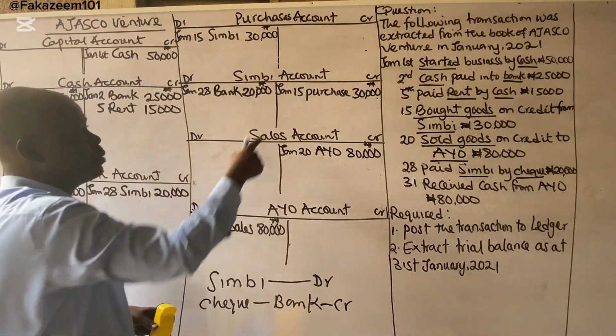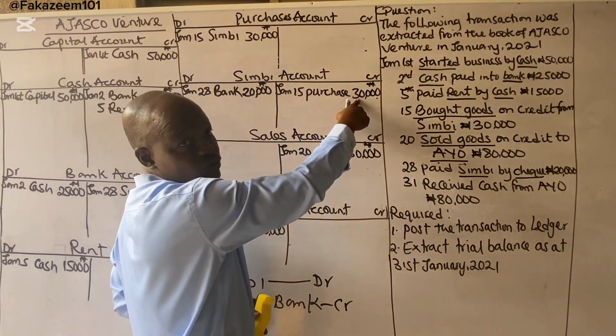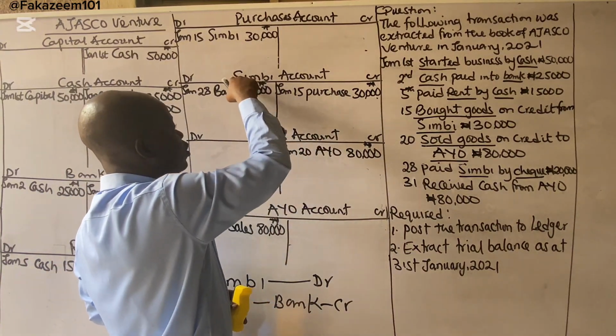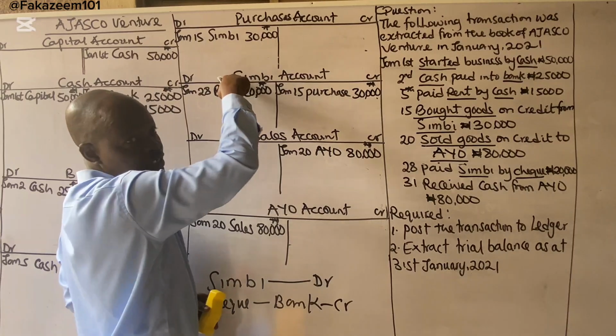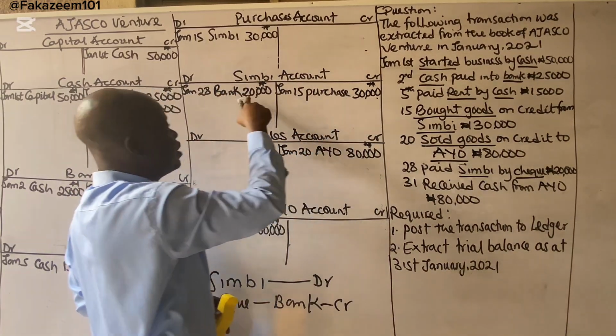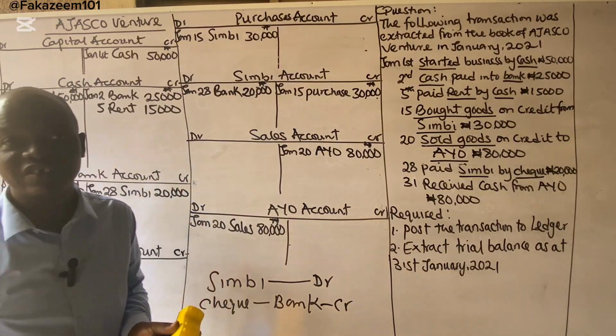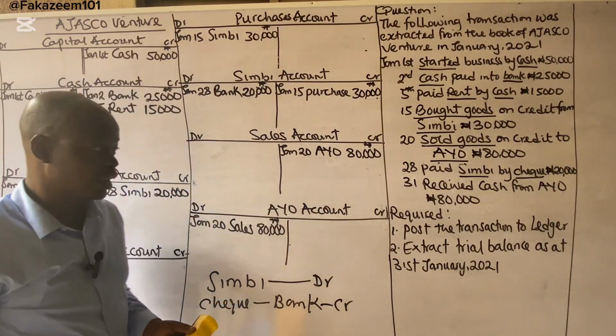Now, how much goods did they buy on the 15th? They bought goods of 30,000 naira from Simbi on the 15th. And how much have they paid Simbi out of it? 20,000. Meaning Ajasco Venture is still owing Simbi 10,000 naira.